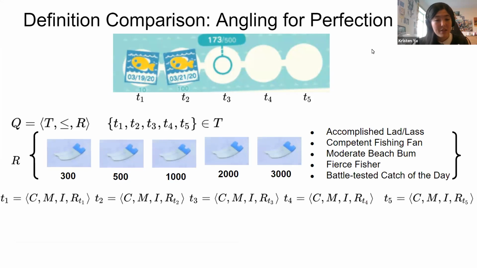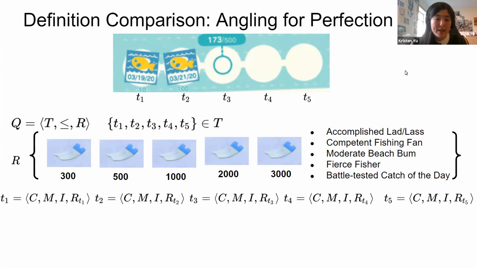Each of the tasks then needs to be individually defined. The C for each of the tasks is just going to be how many fish need to be caught by the player in order to complete that particular task. The monitoring system M is going to be the same for all of the tasks, and it's just going to be a system which tracks how many fish have been caught by the player. The presentation I is going to be different for each of the tasks.